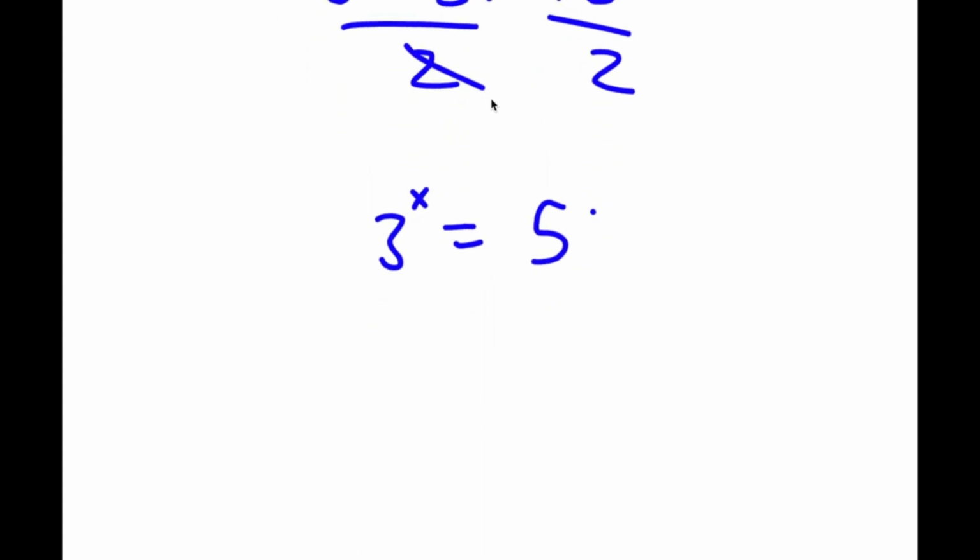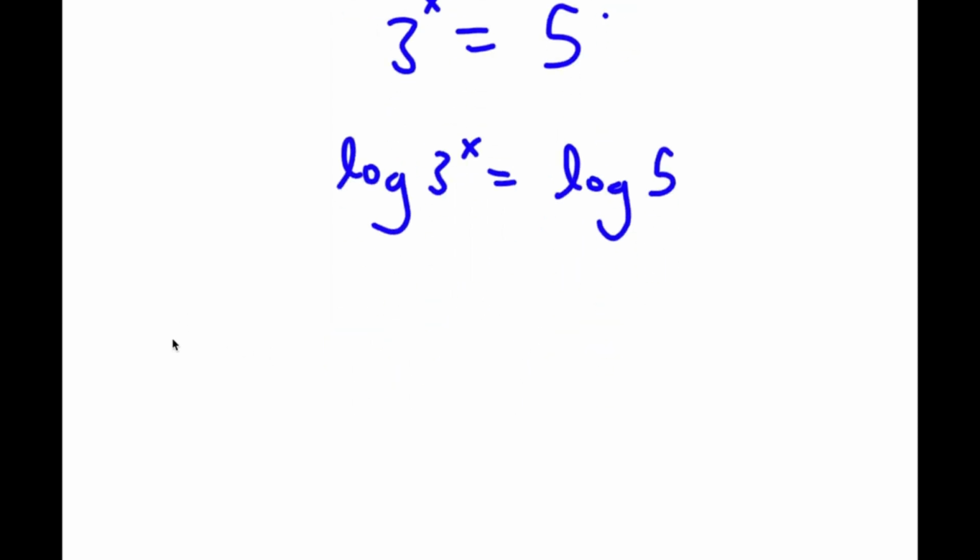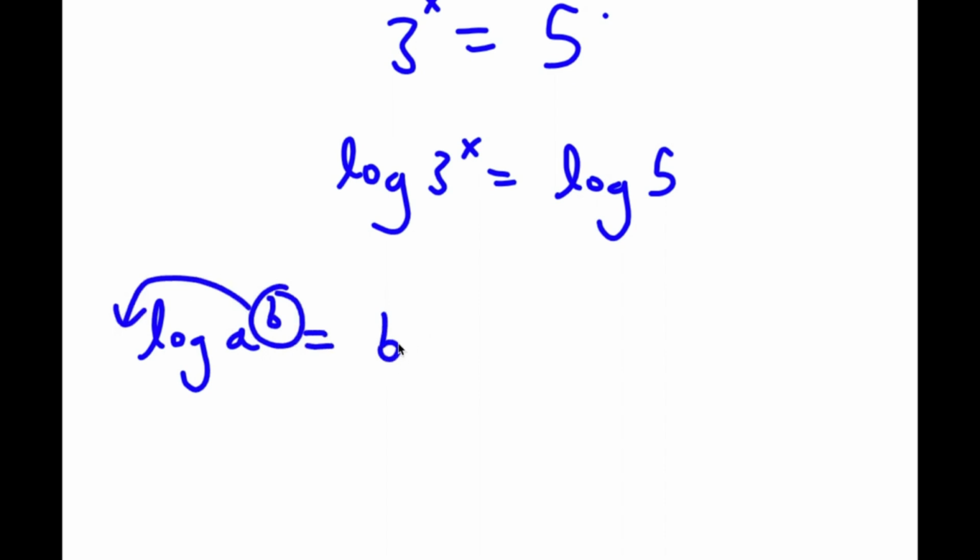So now, this gives me another equation. I have 3 to the power of x equals 5. So how would I solve this? Well, the first thing I'm going to do is take the log on both sides. So now I have log of 3 to the power of x is equal to log 5. And if I have something in the form log of a to the power of b, I can actually move this exponent b to the front. So this would equal b times log a.